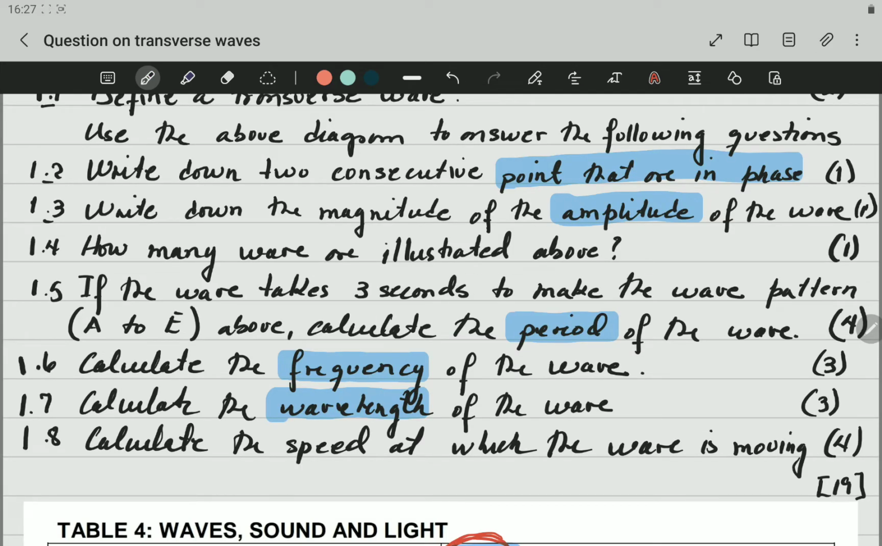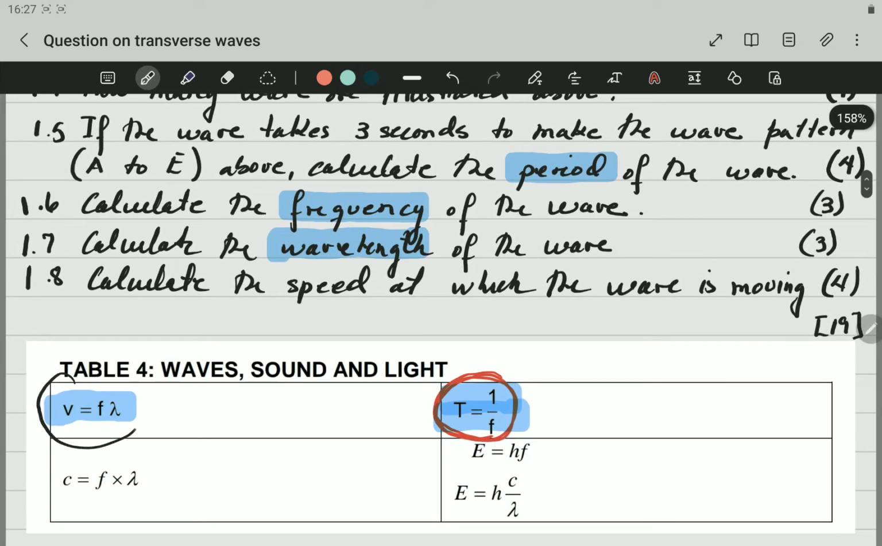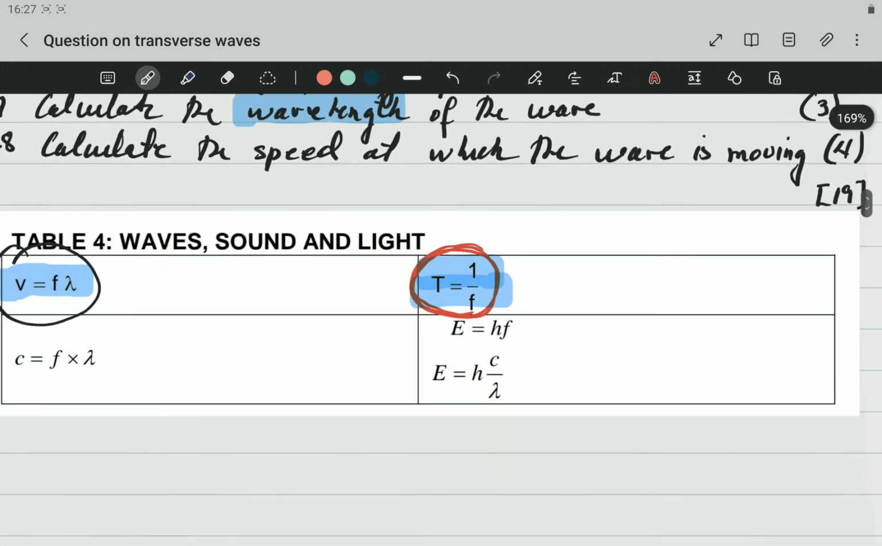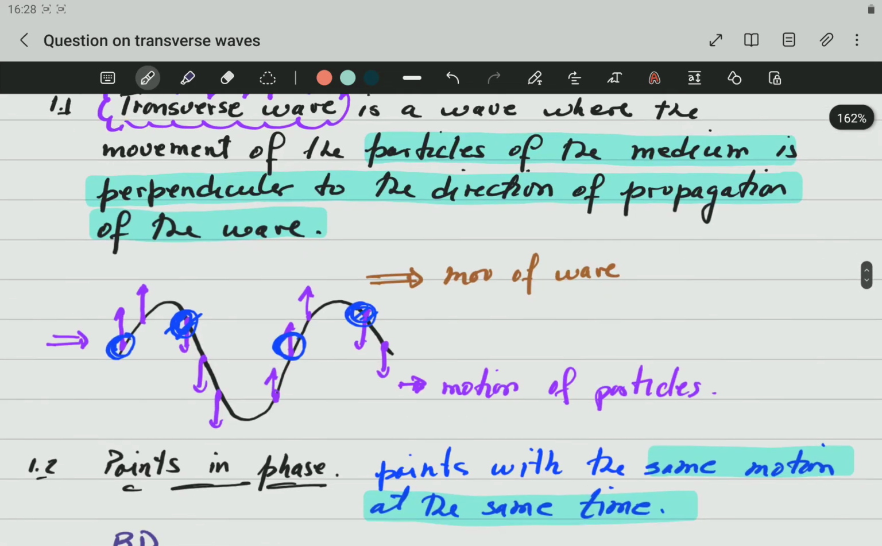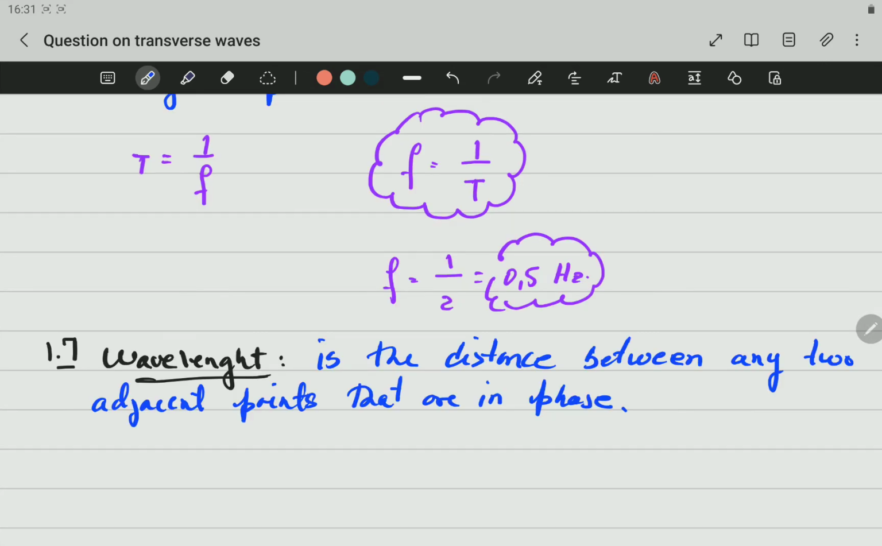Okay, so now we can go to question 1.7 that said calculate the wavelength of the wave. And here in the formulas you have the one formula that can help you to calculate the wavelength of the wave, but it's not the only one. Now we may not even use this formula here because we have another data. Let's go first, as we did all the time, find out the definition of wavelength. Okay, wavelength is the distance between any two adjacent points that are in phase. But in other words, wavelength is the length of one wave.